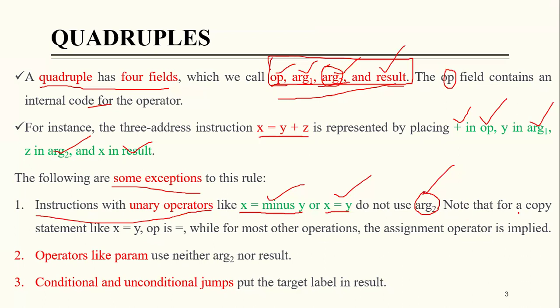Note that for copy statements like x = y, the equal to can be considered as op, that is the operator for assignment operations. Operators like param use neither argument 2 nor result. The conditional and unconditional jumps put the target labels in the result.